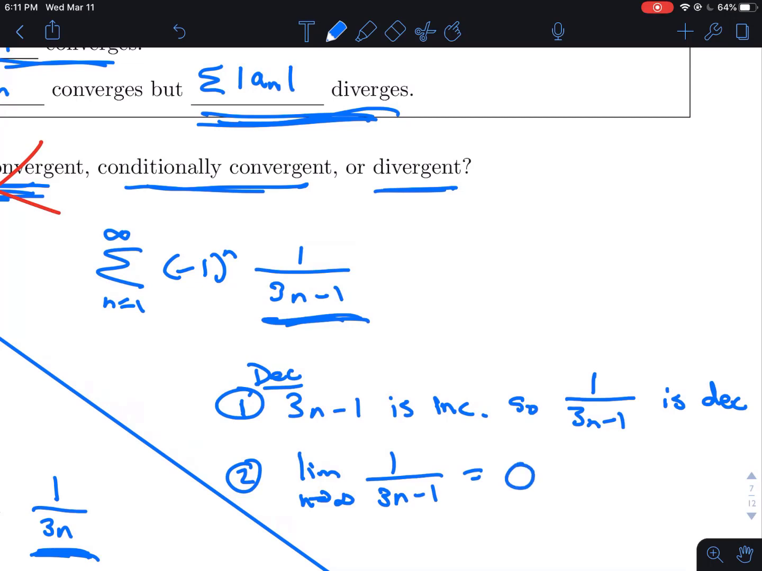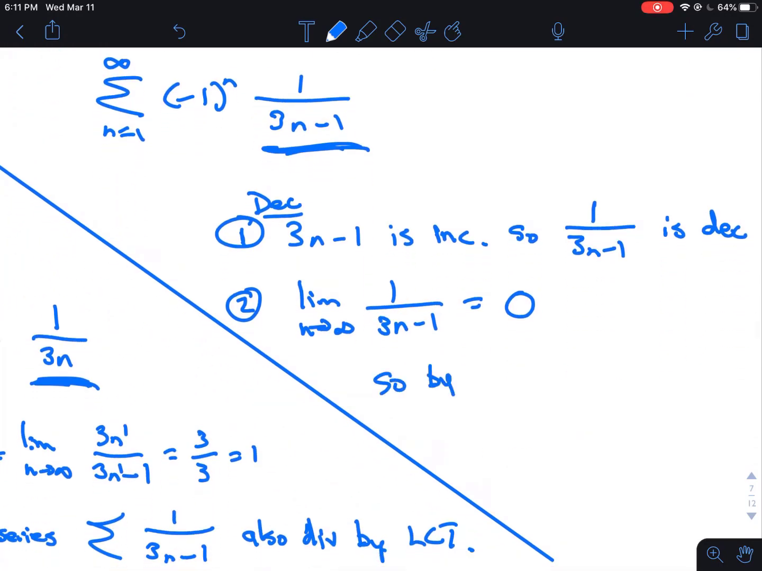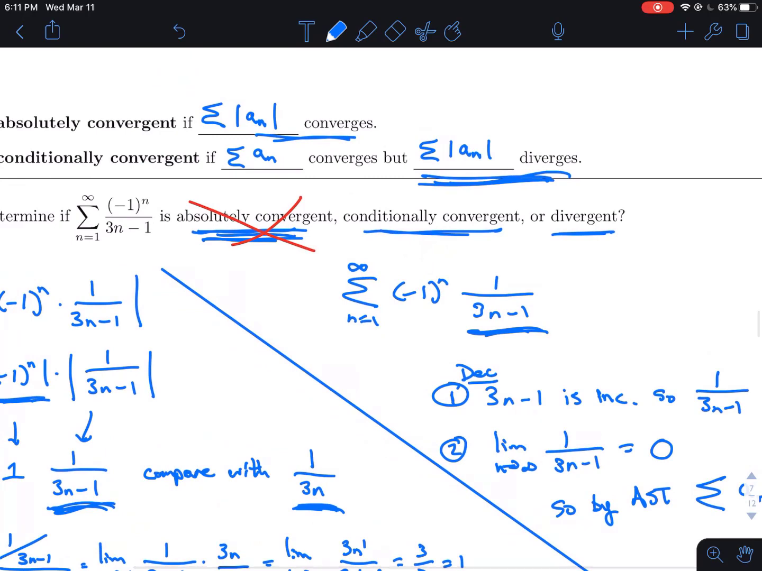Because again, that bottom piece is increasing to infinity, right? 1 divided by a very, very large number is going to be 0. And so we have the two conditions met, and so by the alternating series test, our original series, summing up our a sub n's, converges. And so remember, conditionally convergent is that the original series converges, but when you add those absolute values, it diverges. So we indeed are in this case where it's conditionally convergent.